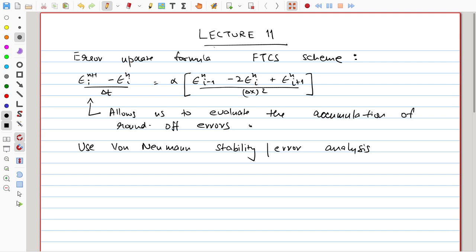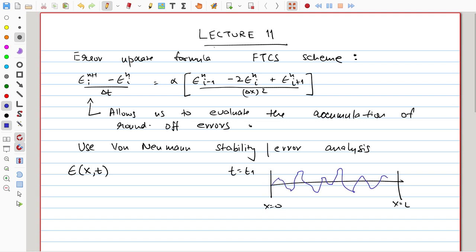Now this error that we are talking about is a function of both x and t in this case, right? Because the problem is a function of x and t, theta is a function of x and t, so error will also be a function of x and t. So if I was to plot the error at any time, let's say t equal to t1, what I would see is that it will vary something like this.